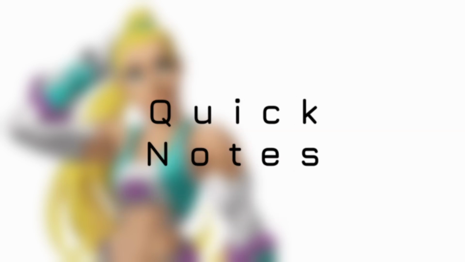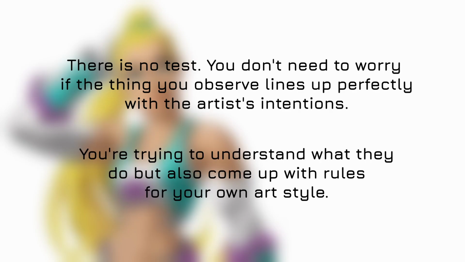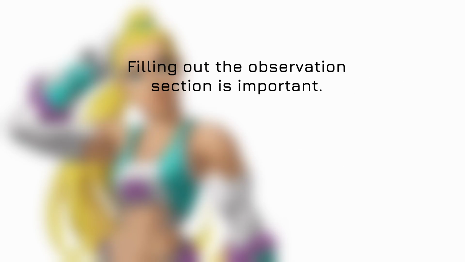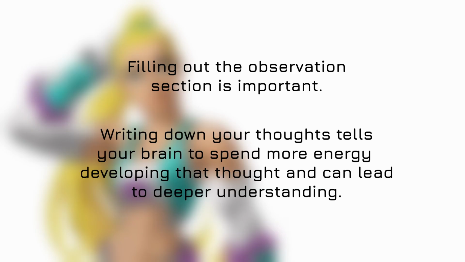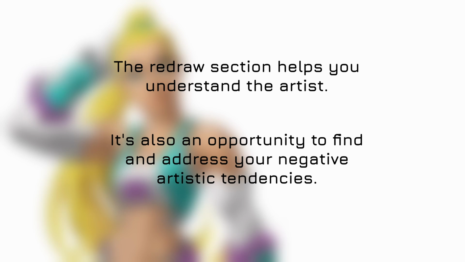A couple extra notes. There is no test. You don't need to worry if the things that you observe line up perfectly with the artist's intentions. You're trying to understand what they do, but you're also trying to come up with rules to test out for your own artistic style. Filling out the observation section is important. Writing down your thoughts tells your brain to spend more energy developing that thought and can lead to deeper understanding. When doing the redress section, it's an opportunity to understand how the artist is designing, but it's also an opportunity to find out what your negative tendencies are so that you can address them.